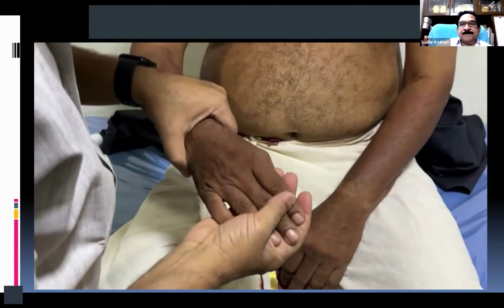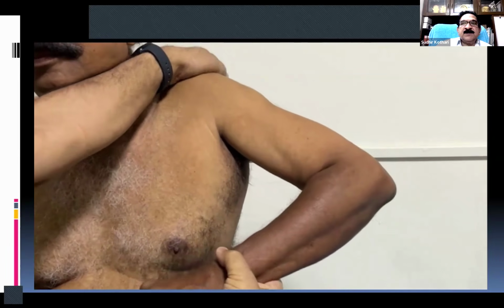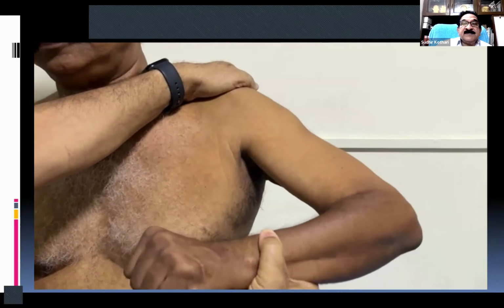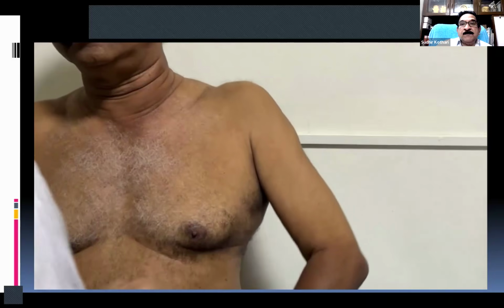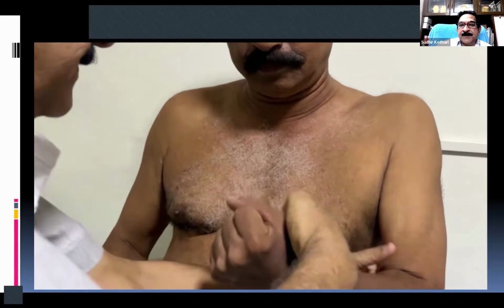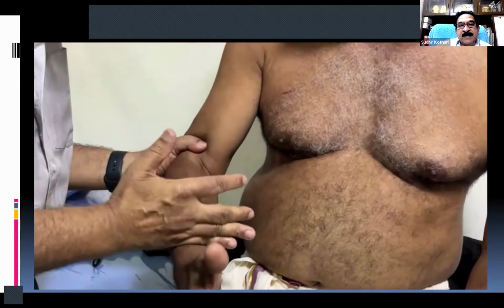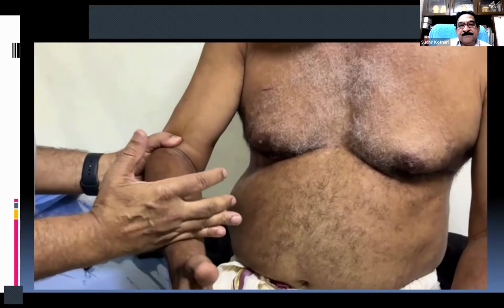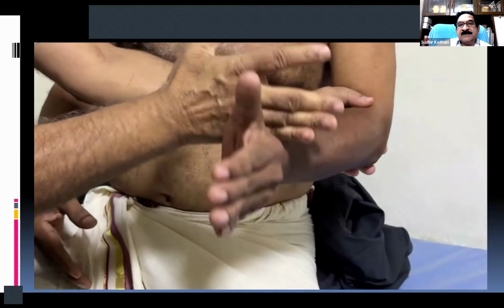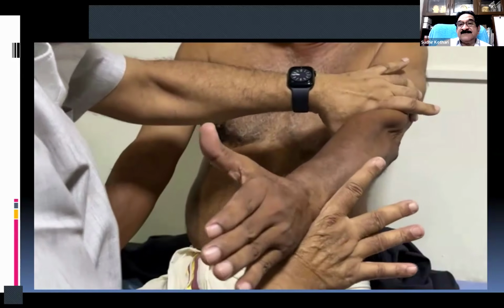Tone normal. Right deltoid is normal. The left deltoid is grossly weak. Shoulder elevation is normal. Shoulder shrugging normal. Deltoid is weak, biceps is weak on the left side, normal on the right side. Brachioradialis is normal on the right side, weak on the left side. Triceps normal on the right side. Left side normal.